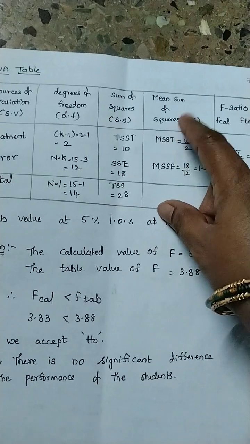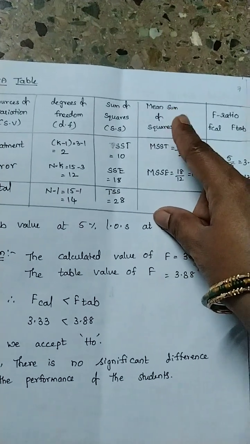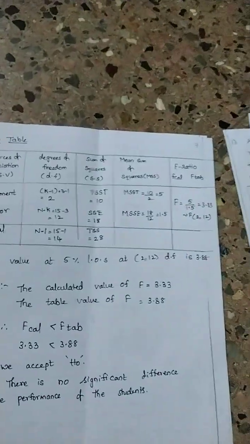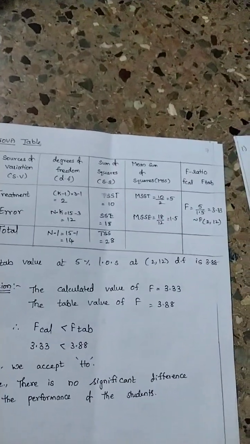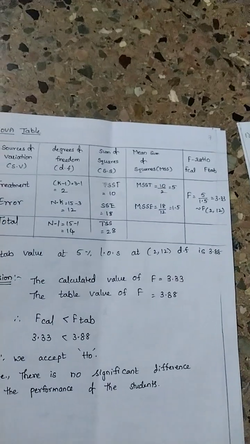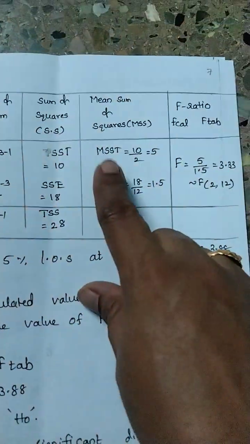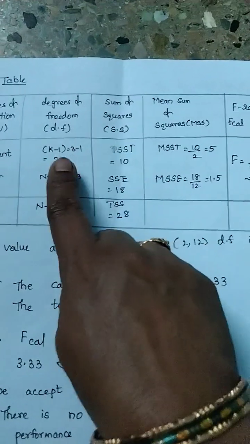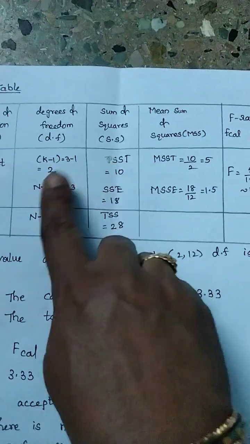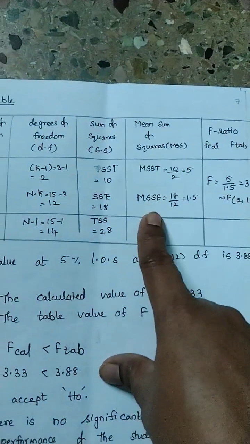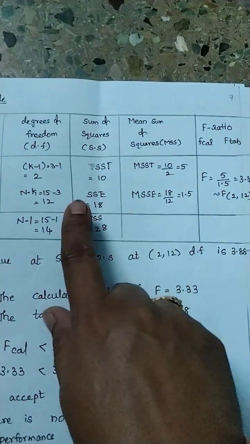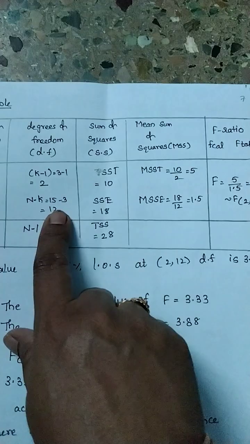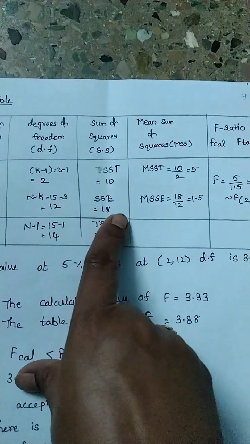What is the next column? Mean sum of squares. Actually, what is meant by mean? Summation x by n. That means here we are going to find the mean sum of squares. The mean sum of squares due to treatments is equal to the sum of squares due to treatments by its degrees of freedom, that is 10 by 2. Here the mean sum of squares due to error is nothing but the sum of squares due to error divided by its degrees of freedom, that is 18 by 12.